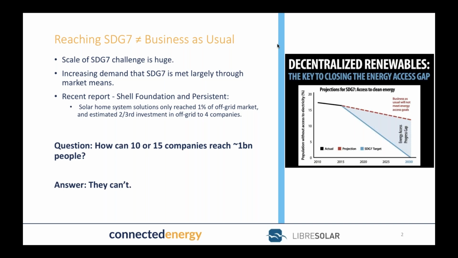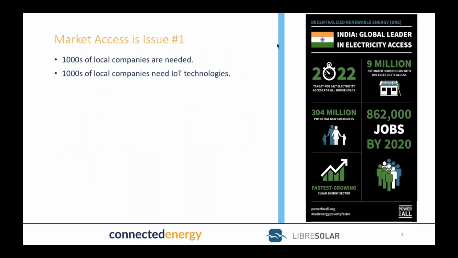So my question to everyone to think about is how can 10 or 15 companies reach the approximate 1 billion people that still don't have electricity access, and it's even worse with cooking. And the clear answer is they can't. So what do we do about that? Next slide, please.